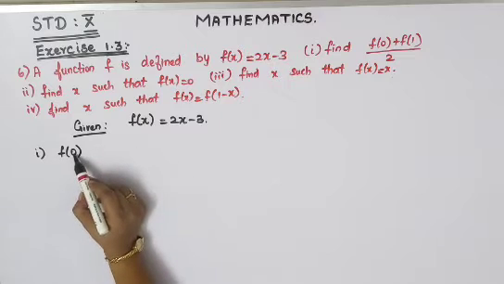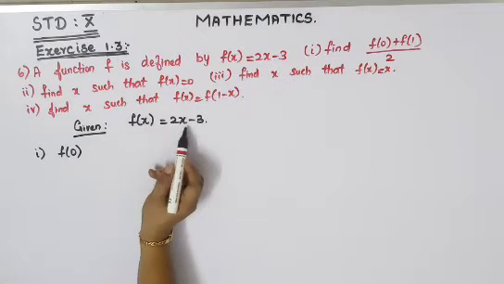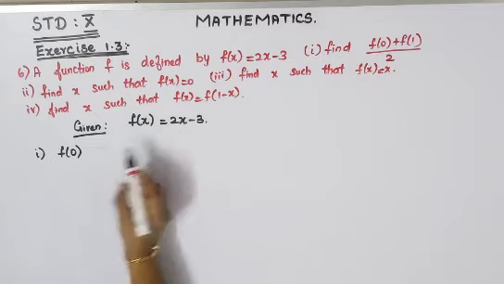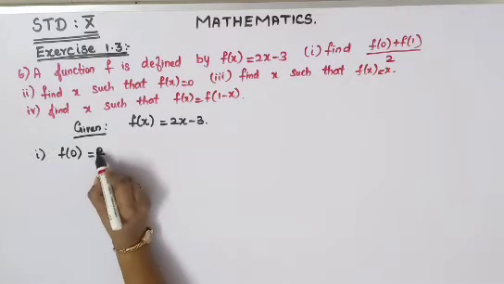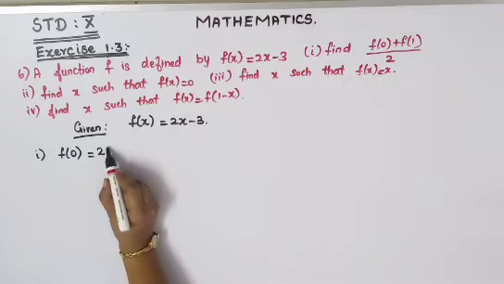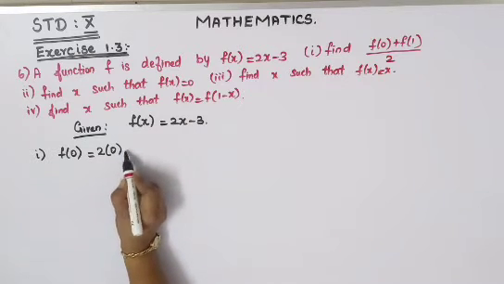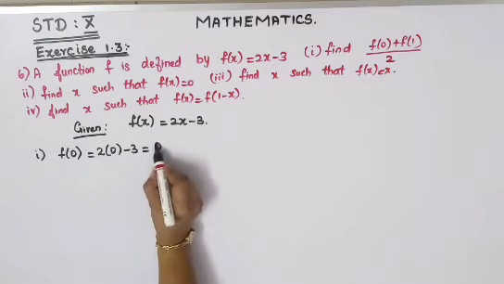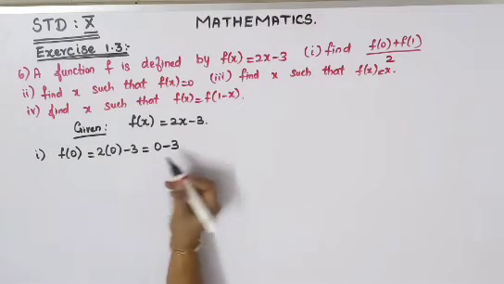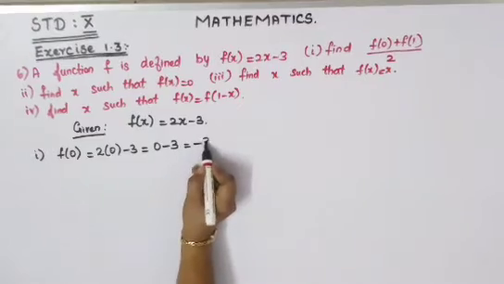Okay, so 0 means in the place of x you will have to put 0 in your given condition. So that is equal to, we have given already f of x equals 2x minus 3, so instead of x you will have to put 0. So 2 into 0 minus 3. 2 zeros are 0, minus 3 will be there as it is. So your answer is minus 3.